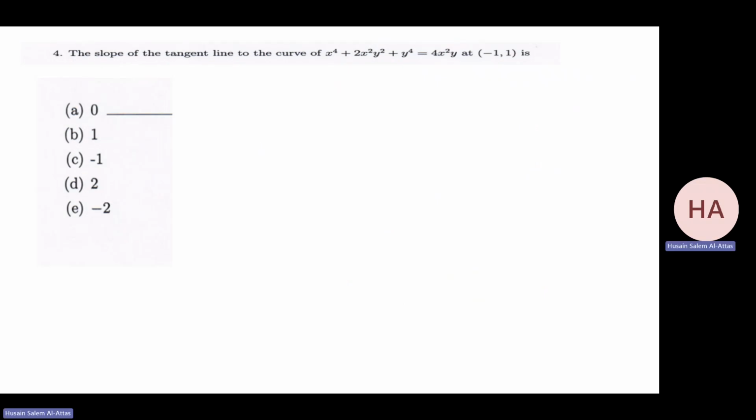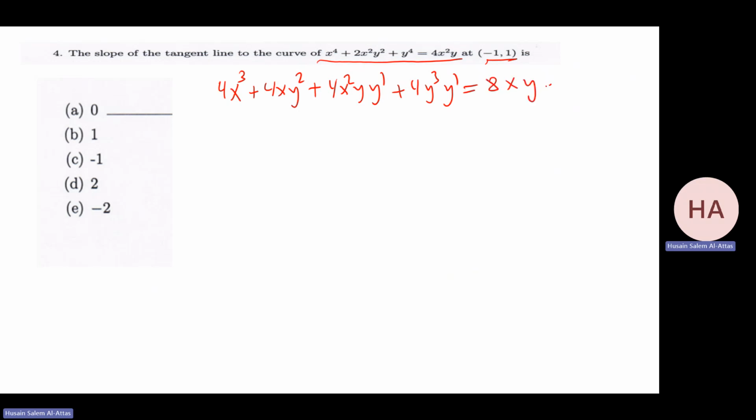The slope of the tangent line to this curve at this point. Just differentiate: 4x cubed plus 4xy squared plus 4x squared y prime plus 4y cubed y prime equals 8xy plus 4x squared y prime. The point is minus 1, 1.